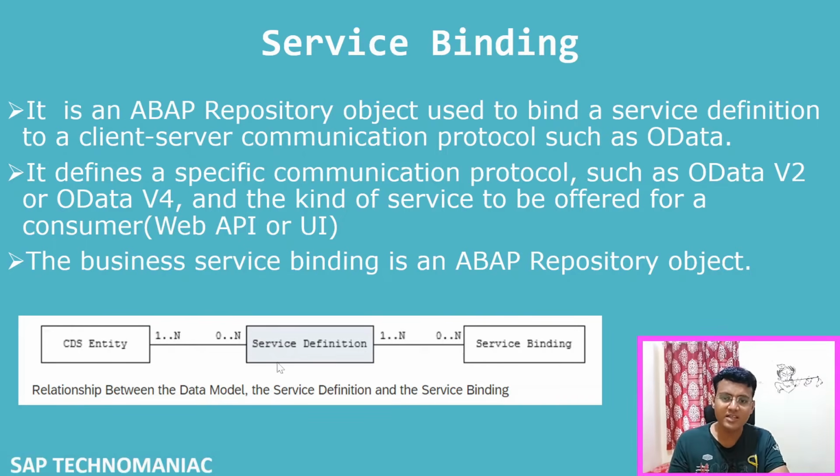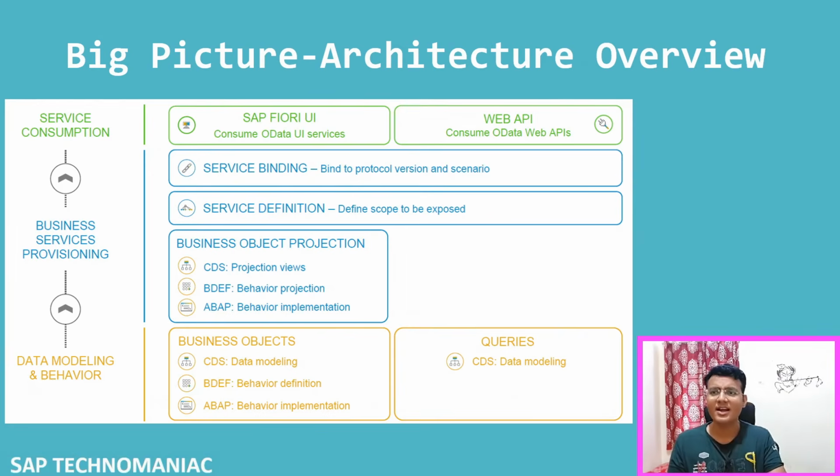So this is the relationship between CDS entities, service definition and service binding that we have to remember. How we can create one service binding using multiple service definitions, we will also see when we go into the system for the practical part. And the last thing is the service consumption.